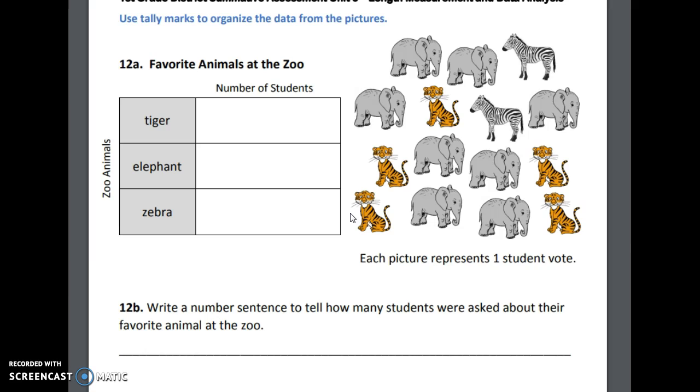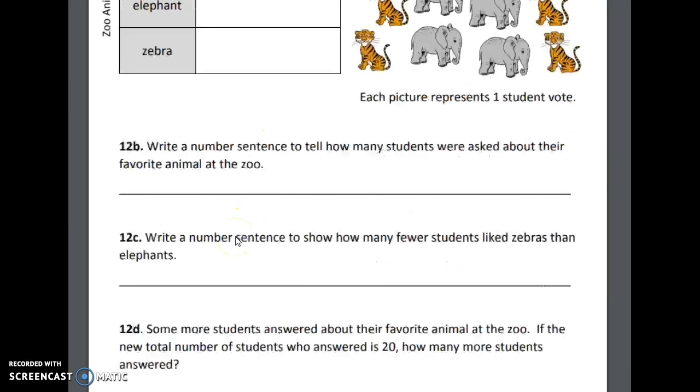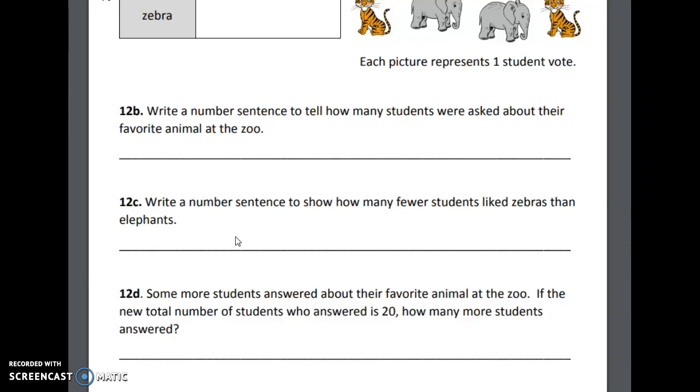Next question. Students were asked to vote on their favorite animals at the zoo. Their choices were a tiger, an elephant, or a zebra. In these boxes, you will indicate how many votes were given to each animal, and you will use tally marks. So tally mark the number of tigers, the number of elephants, and the number of zebras in these boxes. When you're done, you will answer these questions below. So pause the video while you tally mark the answers.